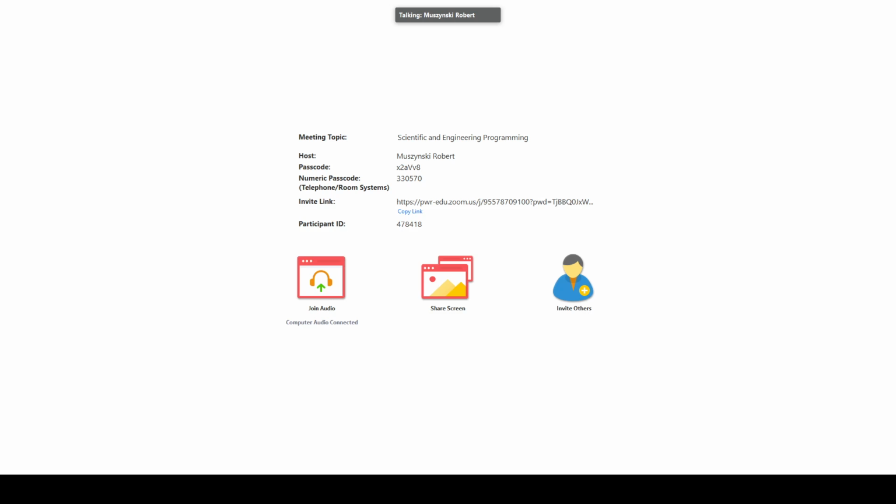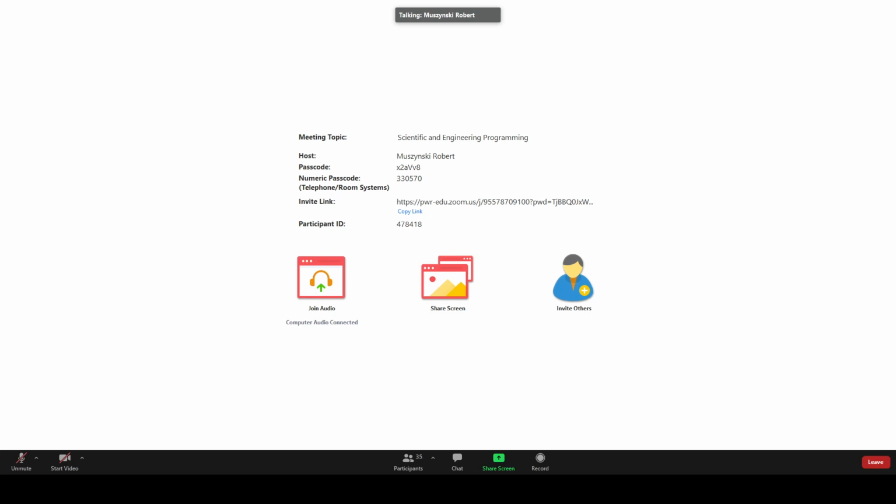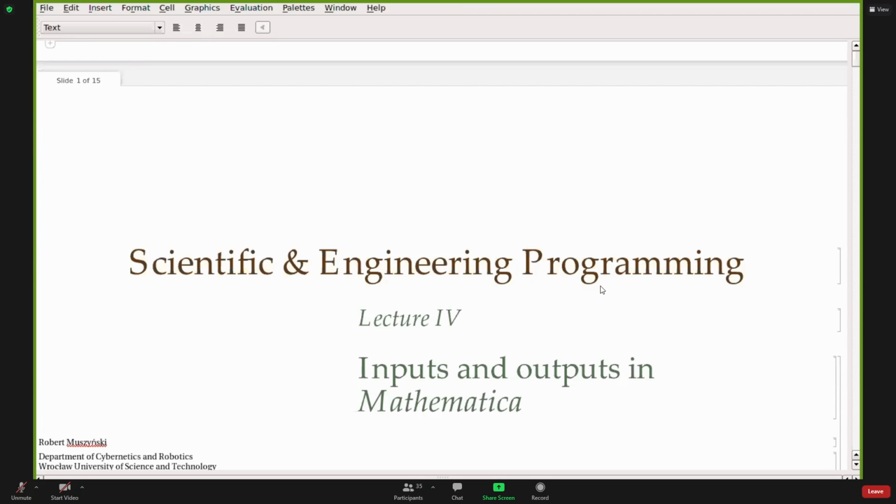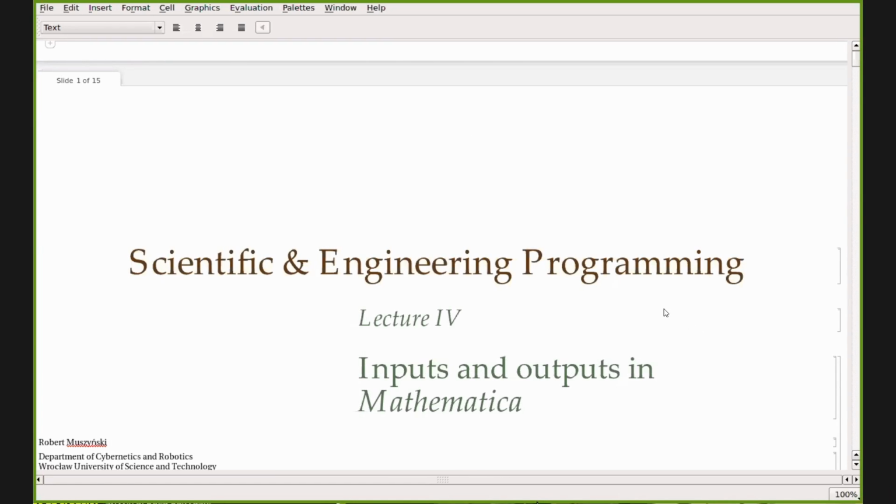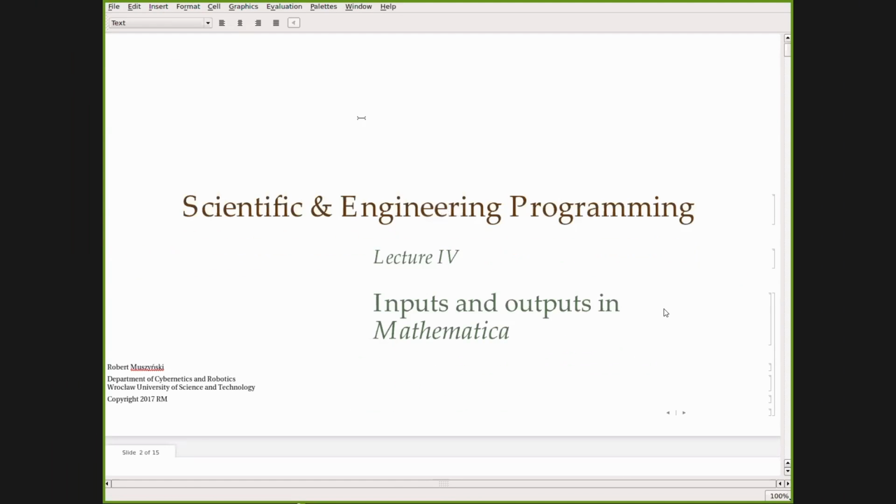we will switch to this, and now I want to switch to the next lecture and tell you a little bit about inputs and outputs in Mathematica, because it is quite crucial to know how to operate with them, and we haven't done much yet during this lecture on this topic. Okay.